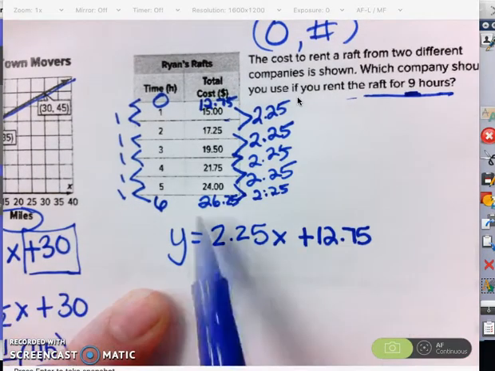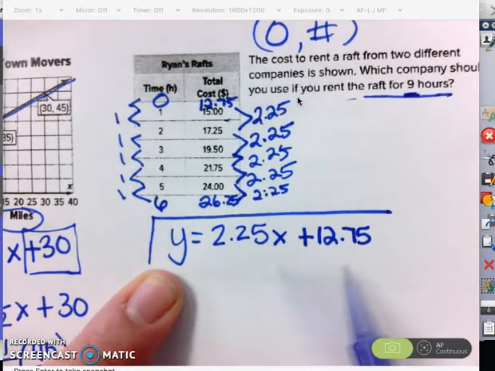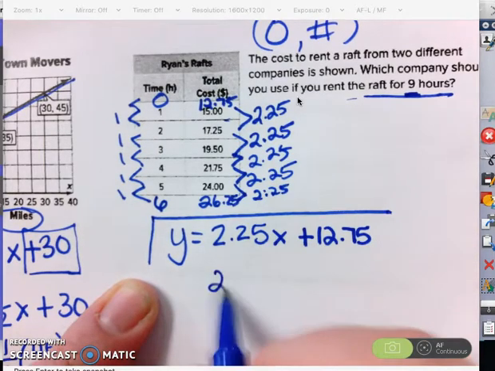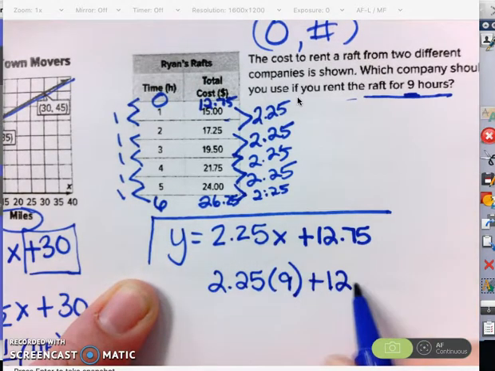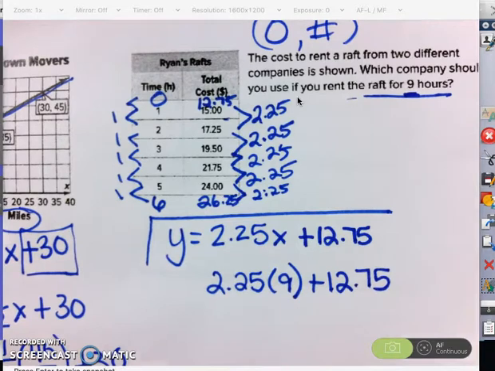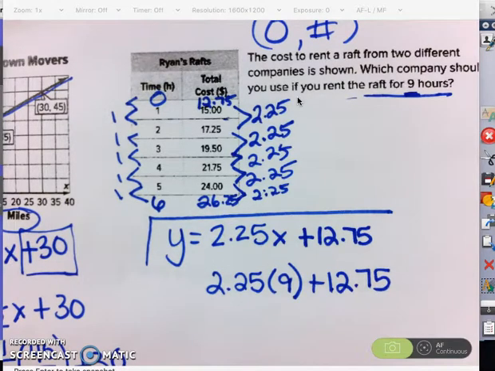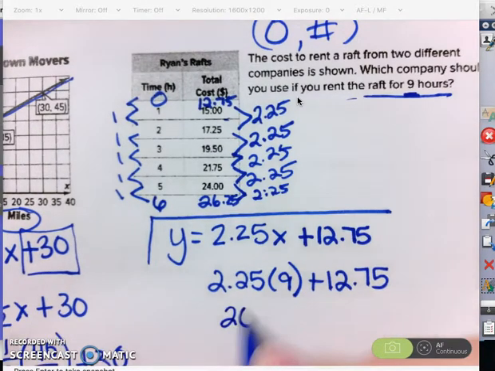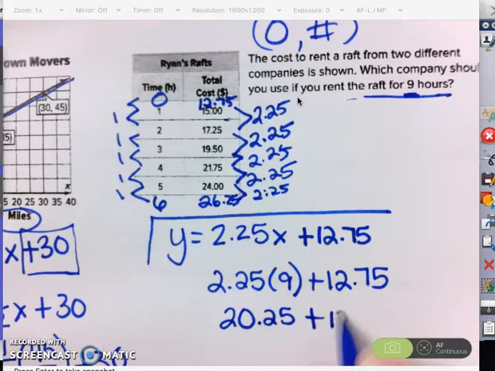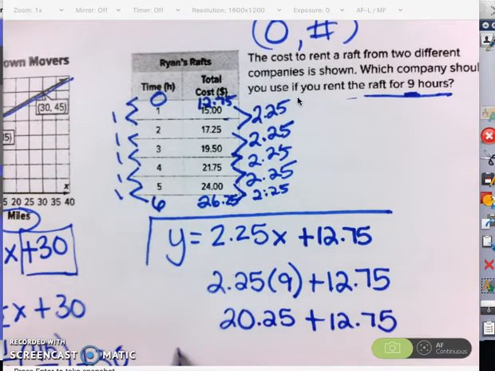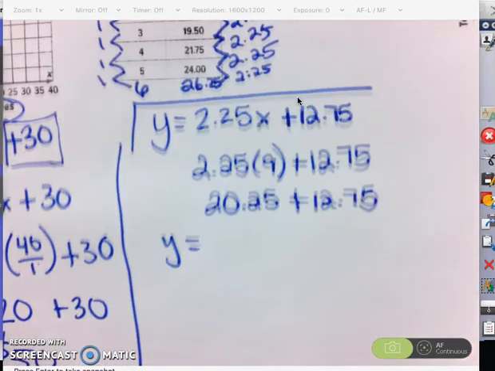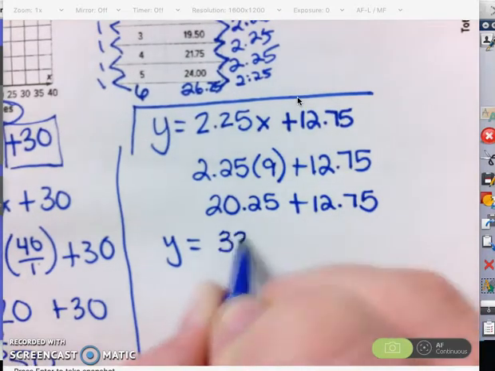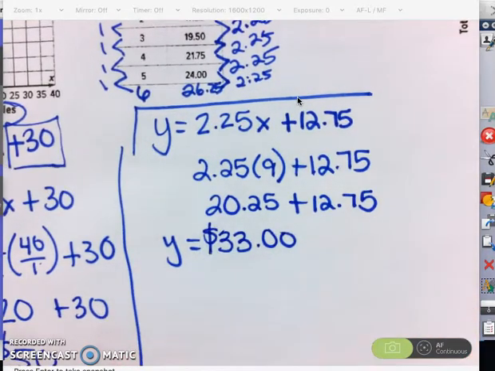I could continue that until I figured out how much 9 hours would be. But I want you to be able to figure out the equation here, and then I'm going to input 9 in for x and do my math. So 2.25 times 9. Anybody have a calculator handy? Is 20.25, and then if I add that 12.75, the total cost for Ryan's Rentals would be, is it $33?